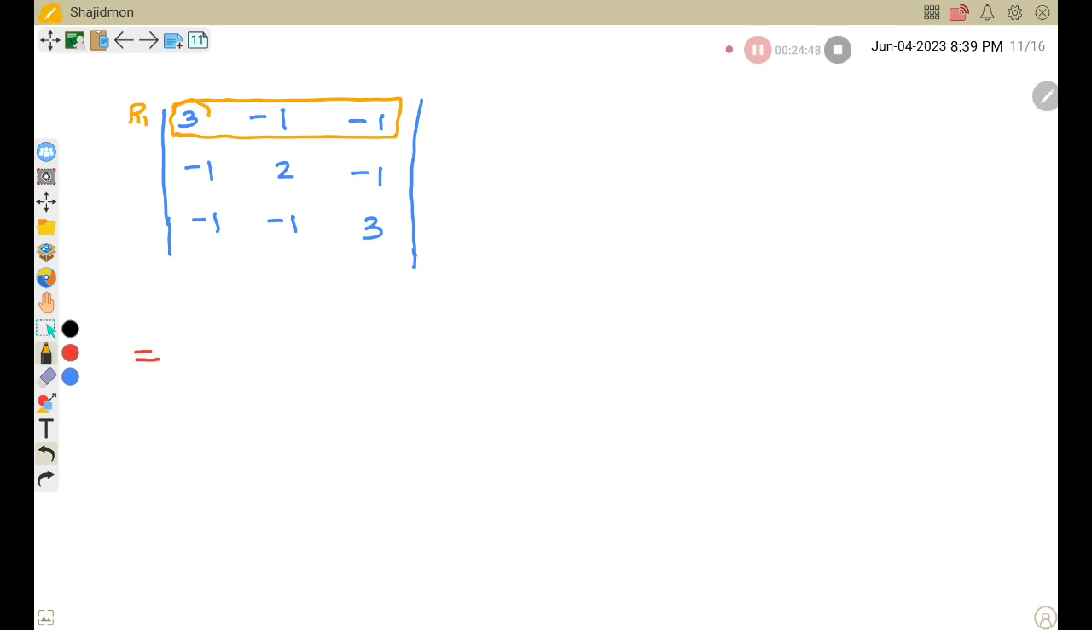Now row number 1, the first number is 3. When we expand the determinant, the first number is always written with a plus symbol, the second number with a minus symbol, and the third number with a plus symbol. Alternately, first plus, then minus, then plus, and it continues like that. So the first number is 3, I am writing here. The second number is minus 1, and the third number is minus 1. Hope you understood the first step that I did.